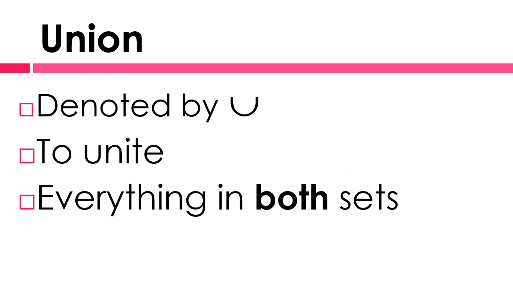Union is this symbol right here, which actually looks like a U, so that makes sense. It means to unite, so you're going to unite two different sets together, everything in both sets all together. So union is putting set A and set B together. We'll talk about that in more detail tomorrow.